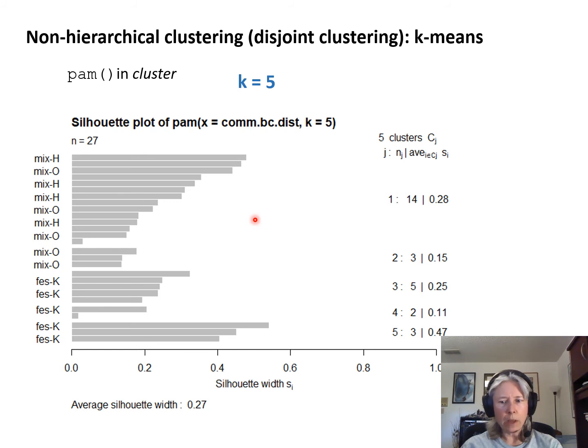Sites that fit well within their cluster have a large positive silhouette width. Those that fit poorly have a small positive or even a negative silhouette width. But I have seldom seen silhouette analysis in ecology, perhaps because large positive silhouette width is a relative measure. How large is large? So anyway, this is one form of output that you can get from k-means clustering.